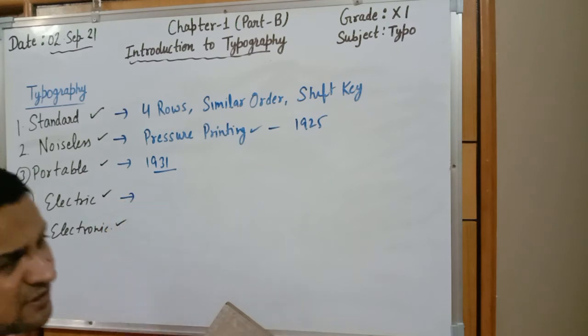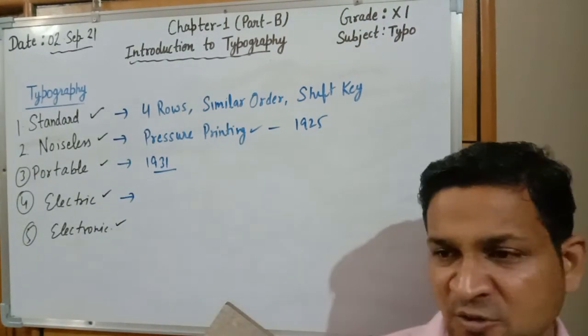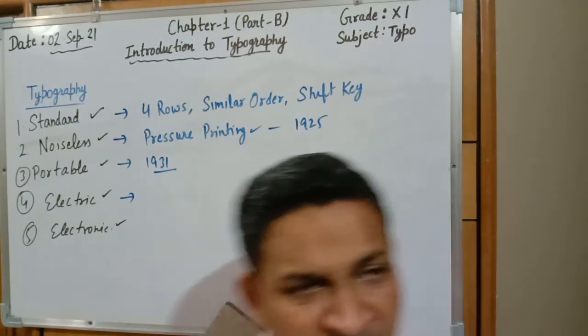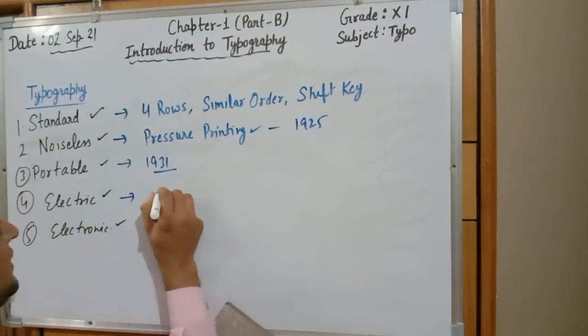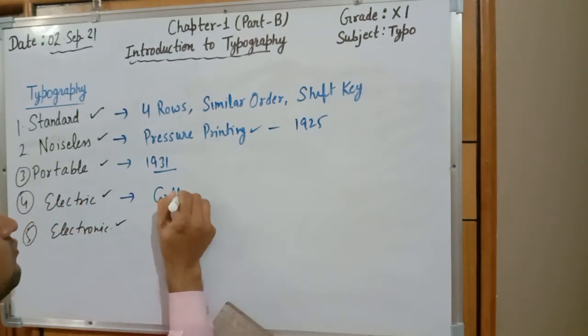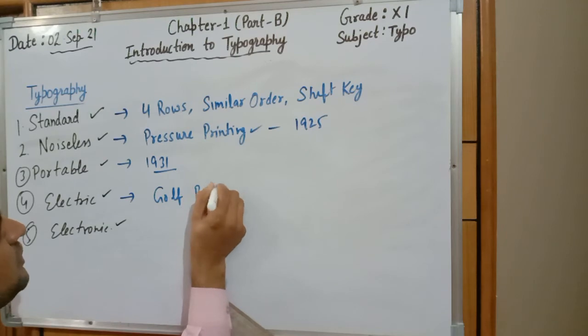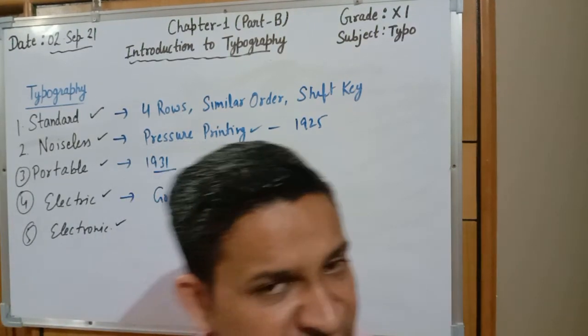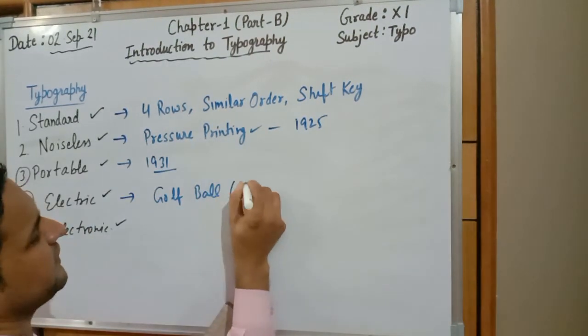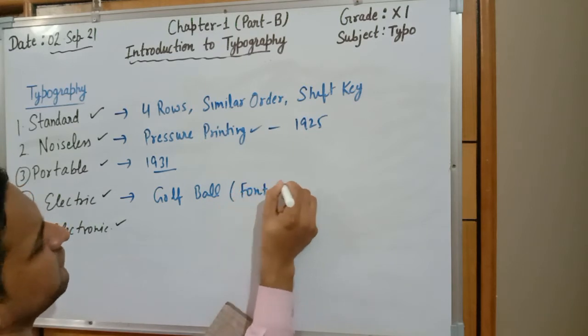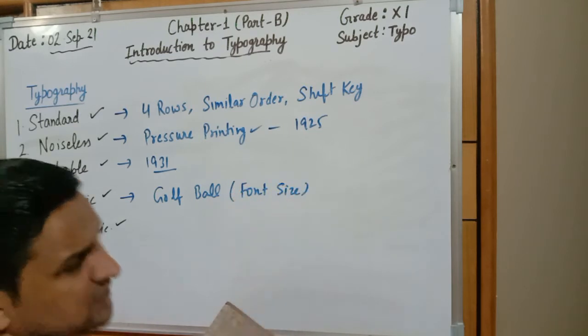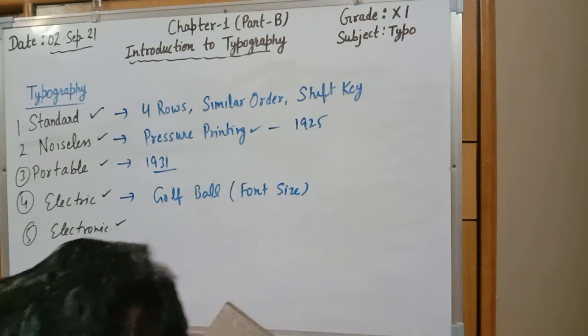After that the electric typewriter came in the market. Electric typewriter used the concept of electric technology, so speed was getting faster. It also used the concept of a golf ball. Golf ball is used for the purpose of changing different types of fonts. We can write in different font sizes, font styles. This is the major feature of the electric typewriter.